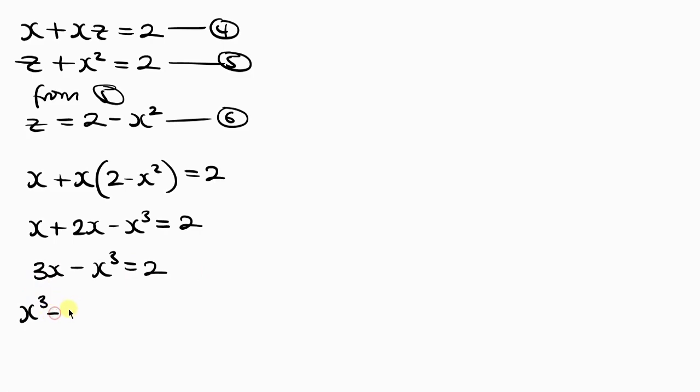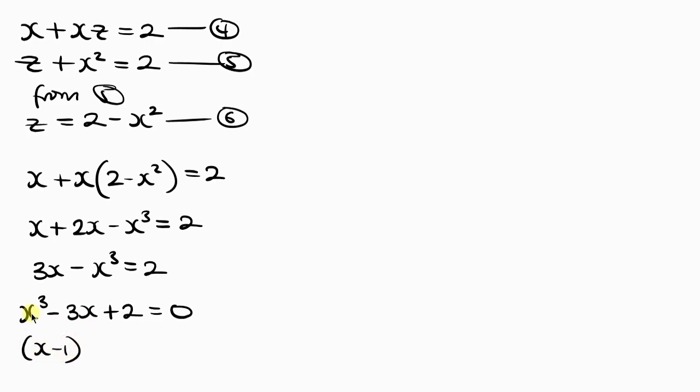So we have negative 3x. We've already got 2 here. So write plus 2 equal to 0. So I'll be making use of the factor theorem to factorize this cubic equation. So one of the factors of x cubed minus 3x plus 2 is x minus 1.